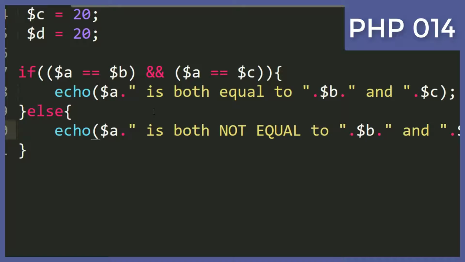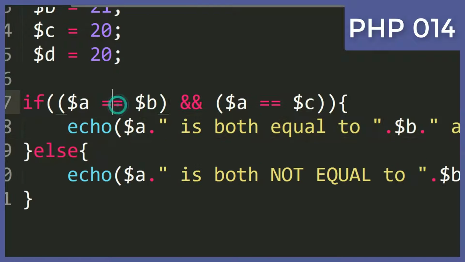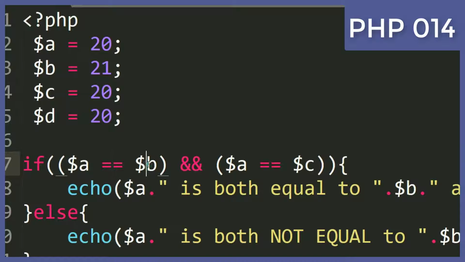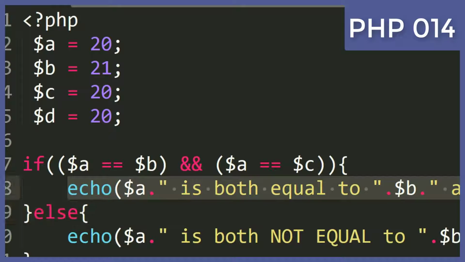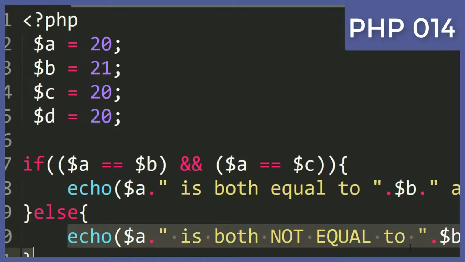So it means that this one will only be executed if A is both equal to B and at the same time equal to C. Then the first part will be executed, or else it will execute the second part. So let us go and refresh.